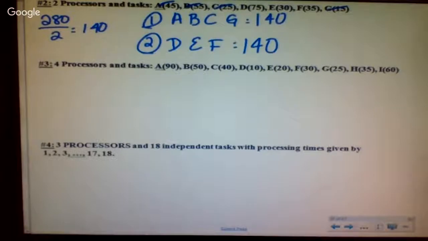Finally, number 3. 310. You missed something. Actually, 360. 360. 160.